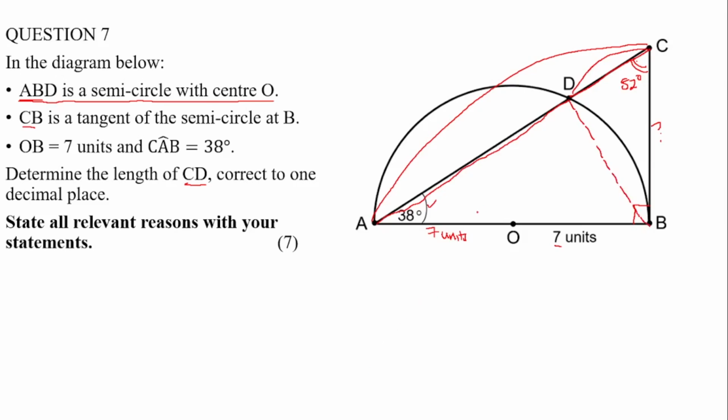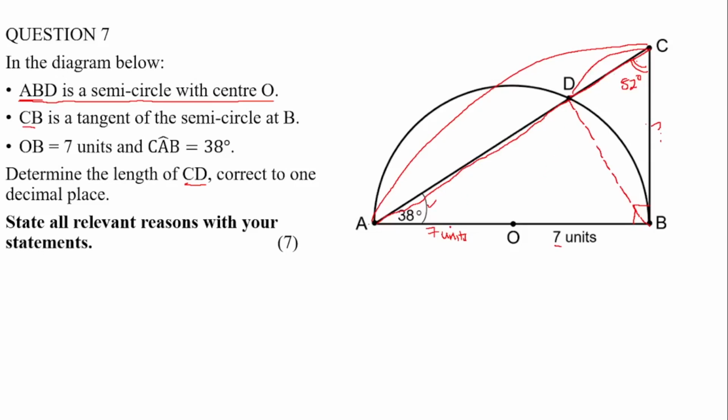So I'm going to show you two methods here. One, we're going to find AD, and then we also find AC. If we say AC minus AD, we're going to get CD. The second method, we're going to find BC first. Then after finding BC, we're going to find CD using the trig ratios, like the adjacent side and the hypotenuse. Right, let's start with the first one.